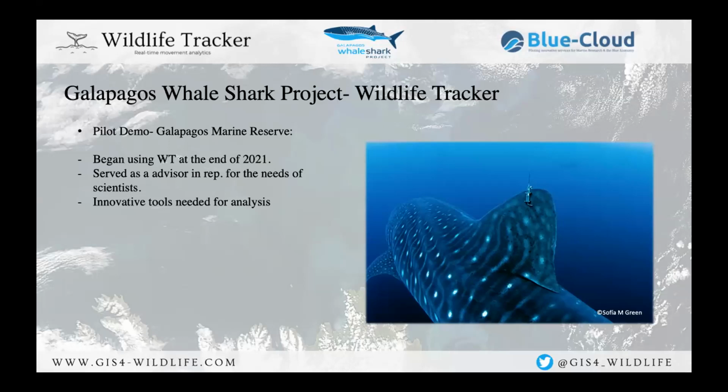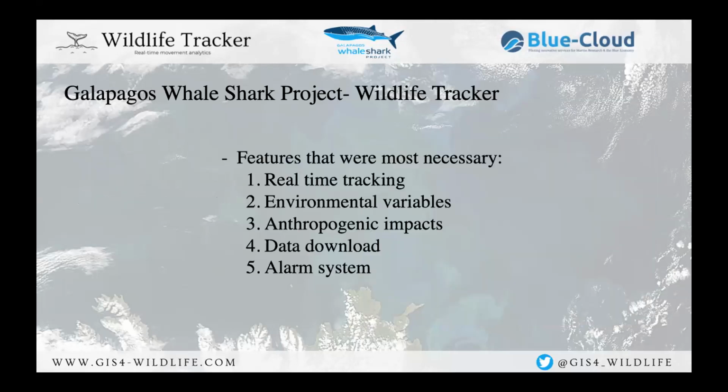For that, we assessed which features were most necessary. What we realized was we need real-time tracking, being able to see exactly where our animals are when they're moving. But not only that, we like overlaying our animal movements over environmental variables, like the ones mentioned before, also overlaying our tracks over anthropogenic impact, in detail in a minute. And we need data download. We need to visualize, but also extract this for statistical analysis to turn the data. Also, we have an alarm system that was already talked about. I'm not going to go further into how we're using it.